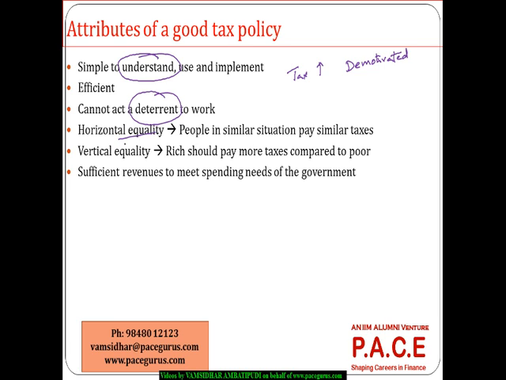There should be at least something like a horizontal equality maintained. People in similar situations should pay similar taxes. Some should not pay much higher, some should not pay much lower. Along with that, there should be a vertical equality, which says the rich should pay a much higher tax compared to the poor. And whatever the tax policy, the government should set it in such a way that the revenues are sufficient to meet the spending needs of the government.